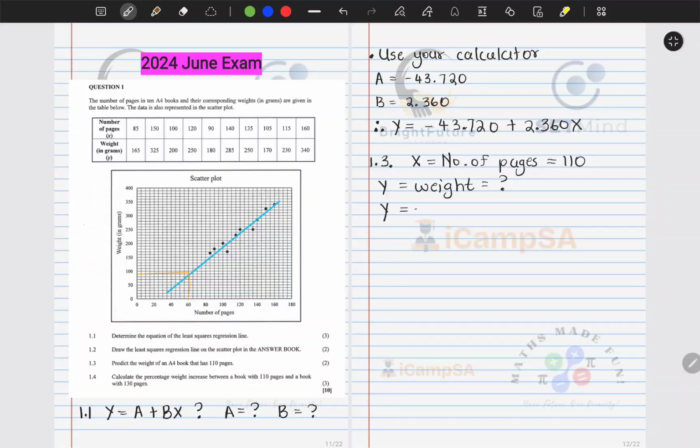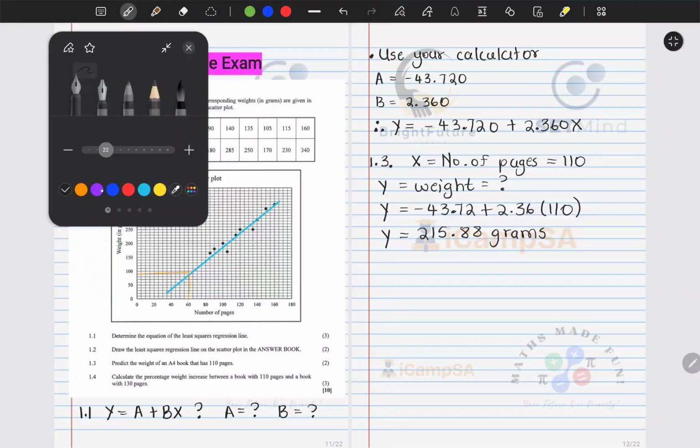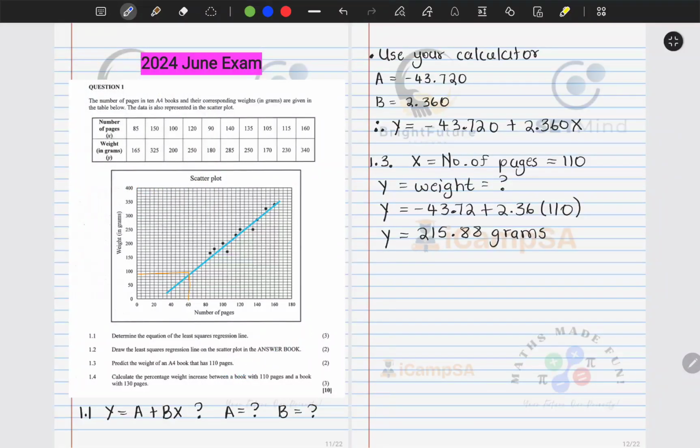So that means I'm going to have y equals negative 43.72, then plus 2.36 into 110. Okay. So I'm just going to punch in on my calculator quickly. So we have minus 43.72 plus 2.36 times 110. And what I end up finding is about 215.88. Okay. And remember, this is in grams. So we can now easily conclude that the weight of 110 pages is 215 grams.